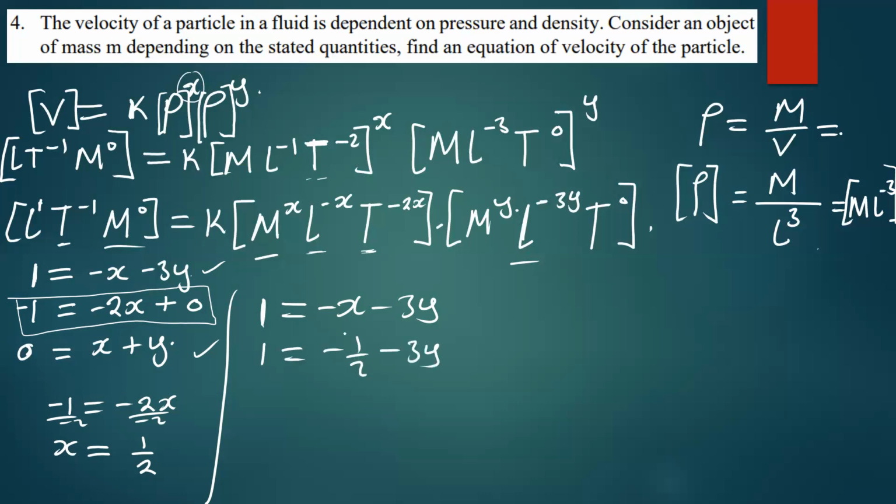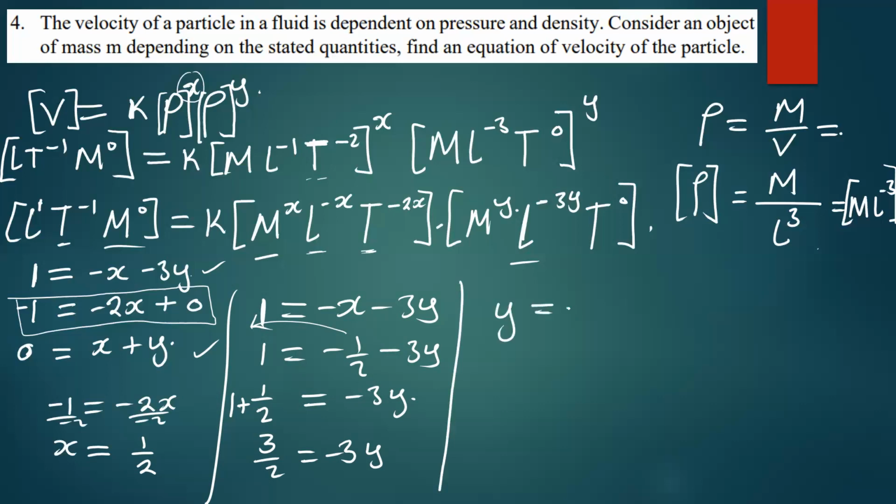minus 3y. So this 1 over 2 crosses the equal sign, and I'm going to have 1 plus 1 over 2 being equal to negative 3y. So when I add this, I'm going to get 3 over 2 being equal to negative 3y. If I divide by negative 3 on both sides, I'm going to get my y as negative 1 over 2. So this means the same answer that you have gotten here is the same answer that you are also going to get if you use this one.